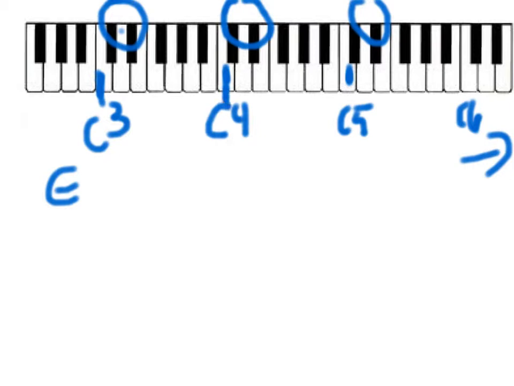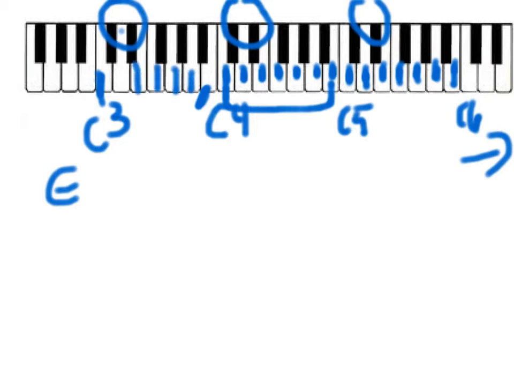Everything from C4 up to the B would be 4. So here would be C4, D4, E4, F4, G4, A4, and B4. And then we get to the 5s and C5, D5, E5, F5, G5, A5, B5. One of the things to really be aware of here is that middle C is C4. The B directly next to middle C is B3. And it goes A3, G3, F3, E3, D3, and then C3, and then so forth.